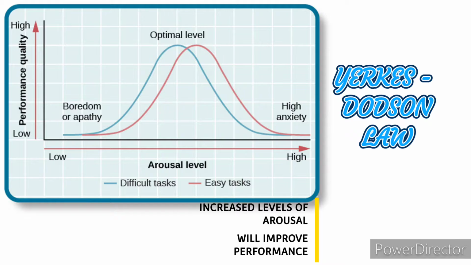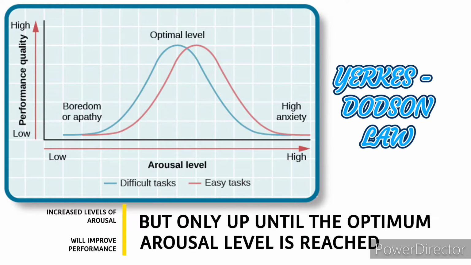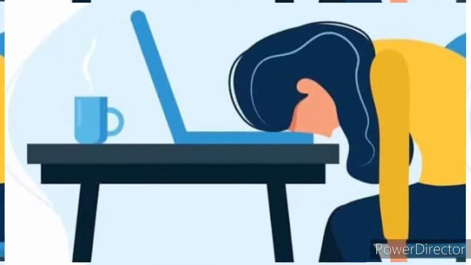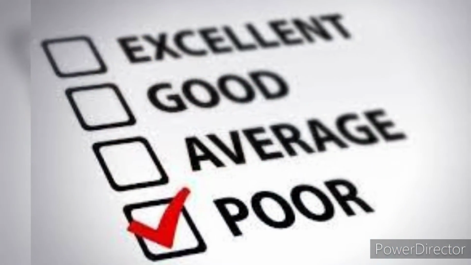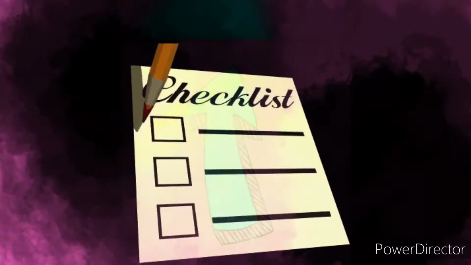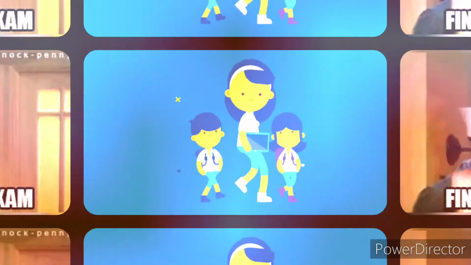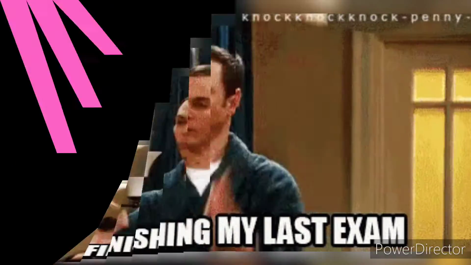The law states that increased levels of arousal will improve performance, but only up until the optimum arousal level is reached. At that point, performance begins to suffer as arousal levels increase. Additionally, if you're doing a complex task, high or low levels of arousal will affect you more than if you're doing something simple. Most students have experienced this phenomenon when taking final exams.